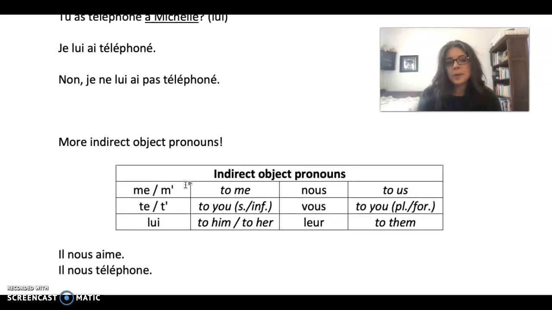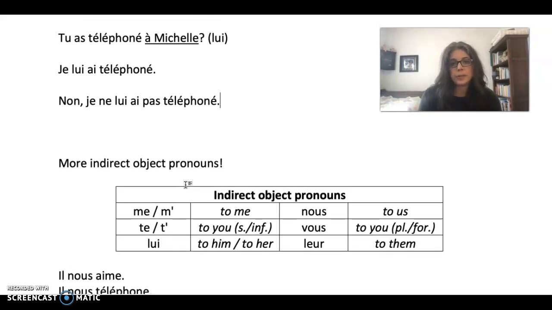Okay, more indirect pronouns. So just like we had with direct object pronouns, there are a few more because someone could call to me or talk to me, someone could talk to us, right? So there's a few more pronouns. They're the same as the direct object pronouns, the other ones, the extra ones, but remember lui and le are a little different. So these are familiar. Me, which is to me, or m apostrophe if the next word starts with a vowel. Te is the informal singular, nous is to us, and vous is to you if you're addressing someone in a formal way, or you mean like you guys, the plural.